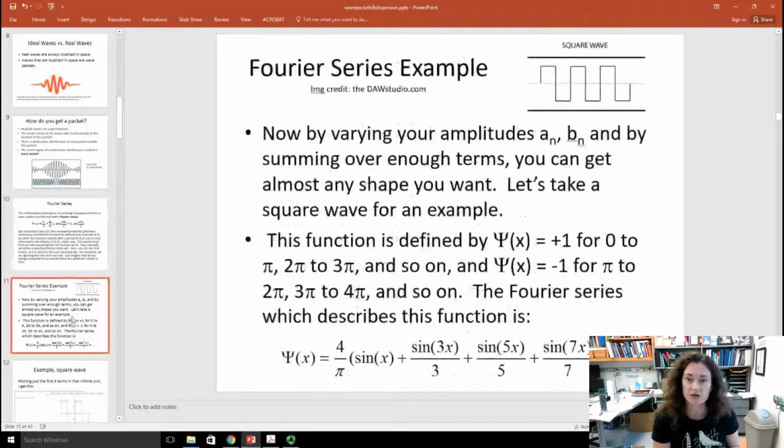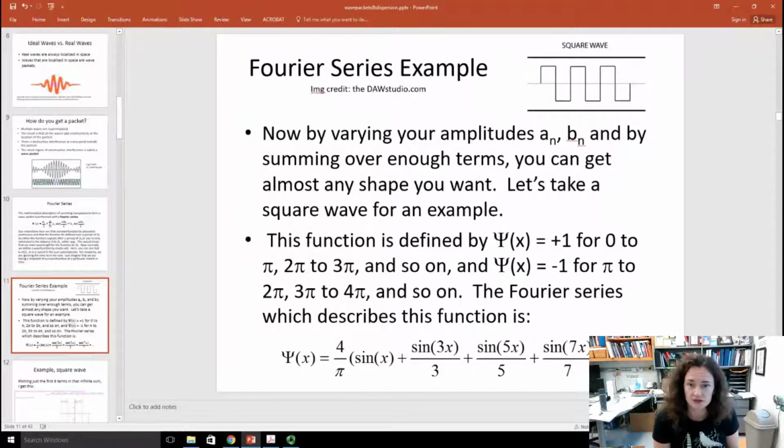Now by varying those amplitudes an and bn and summing over enough terms, you can get almost any shape that you might be interested in. So, for example, let's look at a square wave, because that's one of the simplest things to look at. The wave function here is defined as psi of x is equal to plus 1 for a range of x equal to 0 to pi, and then 2 pi to 3 pi, and so on and so forth. It repeats. The wave function is equal to minus 1 for pi to 2 pi, 3 pi to 4 pi, and so on and so forth. And that's pictured here, okay?